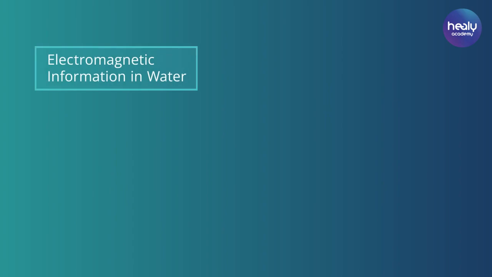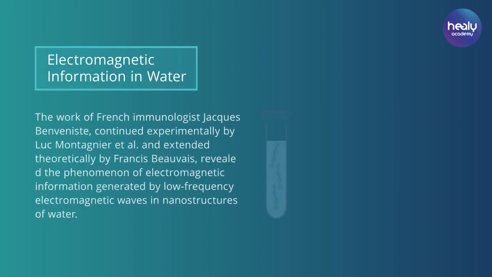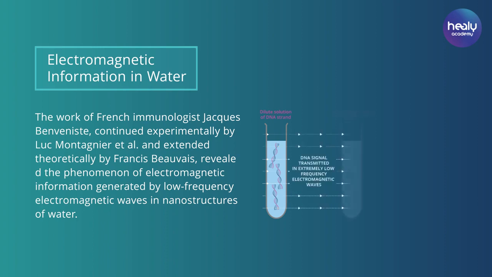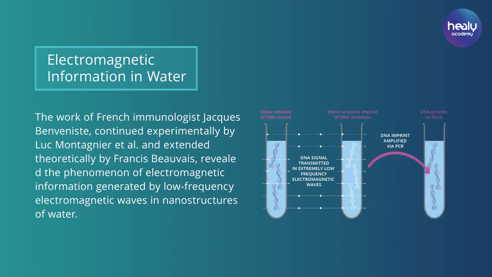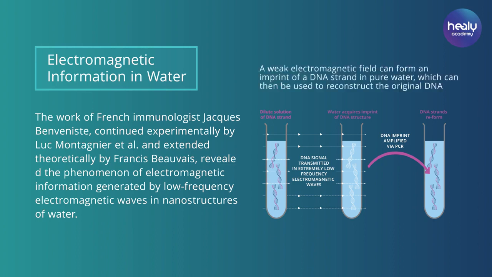Electromagnetic information in water. The work of French immunologist Jacques Benveniste, later continued by Luc Montagnier, revealed the phenomenon of electromagnetic information generated by low-frequency electromagnetic waves in nanostructures of water. They use DNA strands generating extremely low-frequency electromagnetic waves. After the DNA was removed from the water, an imprint of the DNA information remained in the water, and they could use this imprint to generate the same DNA via the polymerase chain reaction.